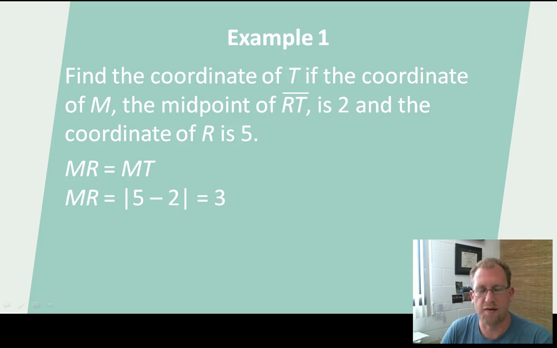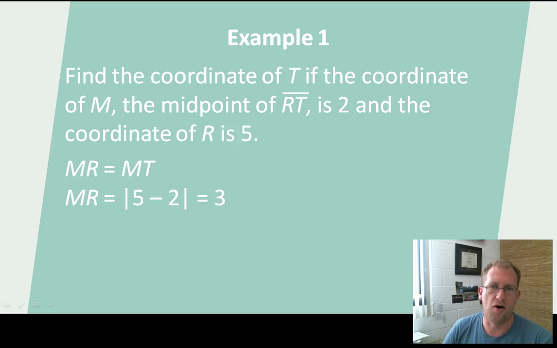I have a segment RT, and M is the midpoint. And I know where R is, one of the endpoints, and I know where M is, the midpoint. I don't know where T, the other endpoint, is. So I have to find T given the midpoint and the other endpoint. I know because M is the midpoint that MR and MT are congruent. They're the same length, the same distance.